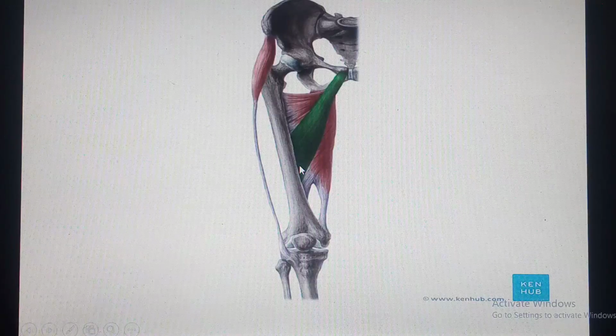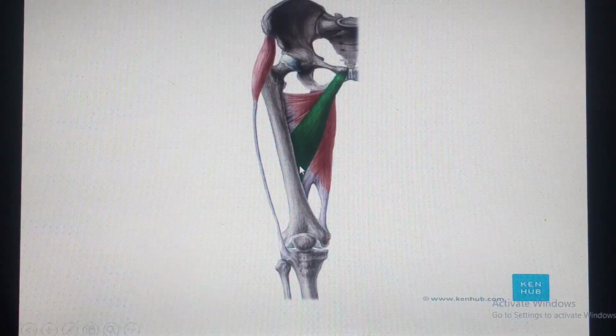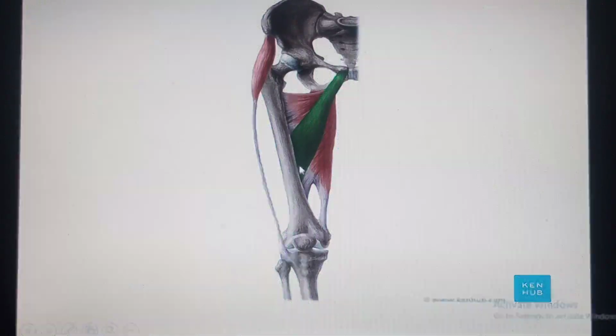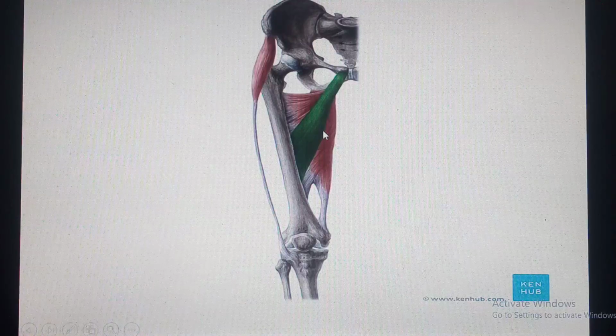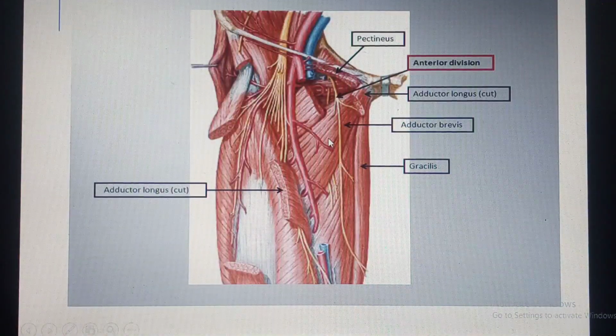But I told you that the muscles of the medial compartment of the thigh will be supplied by what we call the obturator nerve. This muscle is going to be supplied by the anterior division of the obturator nerve, because deep to this adductor longus muscle, immediately deep, we have what we call adductor brevis, and somewhere between the adductor longus and the adductor brevis will be a nerve, a branch of the obturator nerve known as the anterior division of the obturator nerve. So this is what I want to show you.